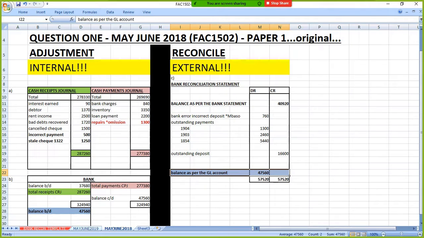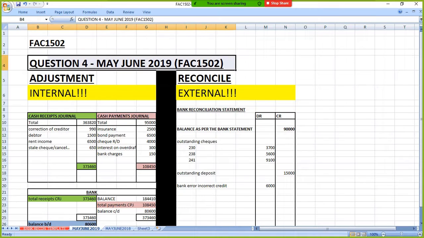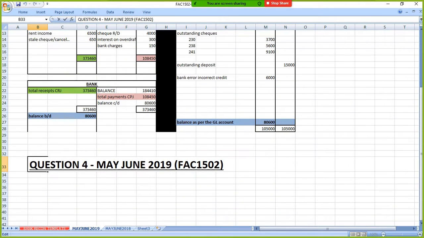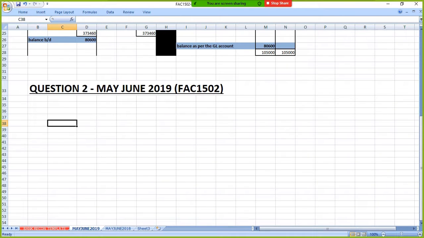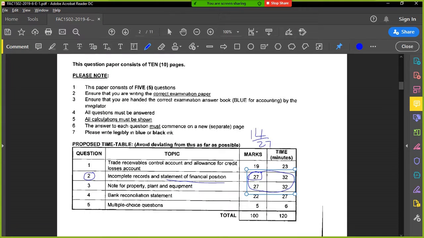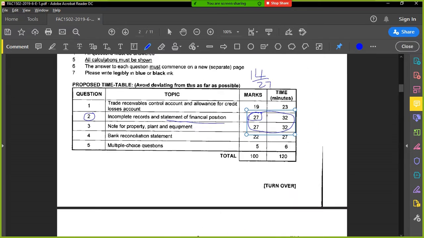We're looking at May/June again, coming back to that one. All right, this is question 4. I'll leave that as question 4. Let's copy the heading. Now we're looking at question 2, May/June 2019. Let's go look here, just make sure it's the right paper. May/June 2019, it is. Question 2.